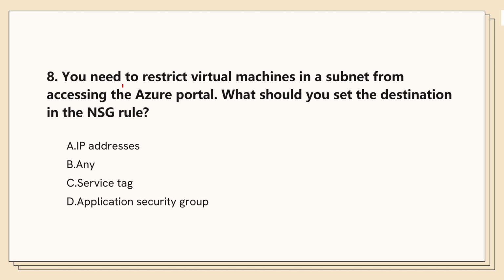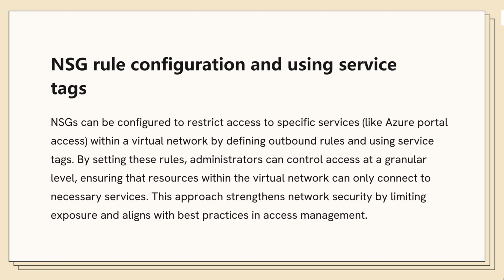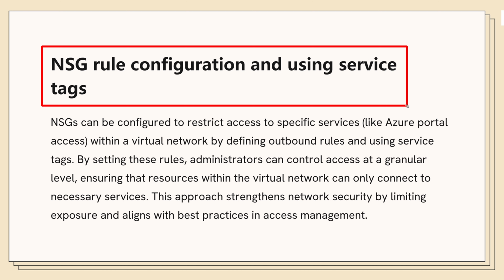Question 8. You need to restrict virtual machines in a subnet from accessing the Azure portal. What should you set the destination in the NSG rule? The knowledge points of this question are: NSG rule configuration and using service tags.